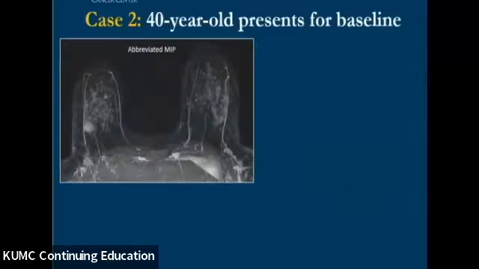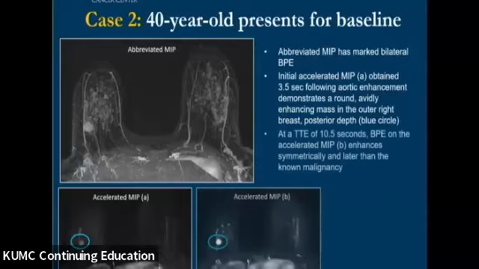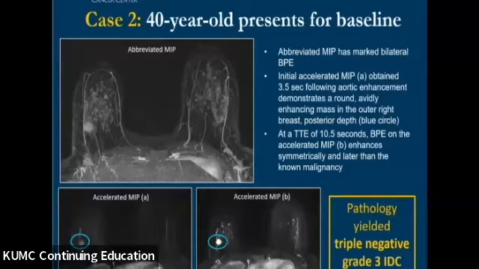So what does that look like in practice? So again, here's the MIP from the abbreviated examination, which has marked background parenchymal enhancement. But when we look at our accelerated technique, you see this mass here on the right side of the breast, kind of posteriorly, is enhancing very early. So this first abbreviated or accelerated MIP is 3.5 seconds following the aorta. And then a few seconds later, at about 10.5 seconds after the aorta enhances, you start to see some of that bilateral background parenchymal enhancement come into play there. But the cancer that's in the posterior right breast is enhancing extremely significantly. And this was a triple negative grade 3 invasive ductal carcinoma on biopsy.